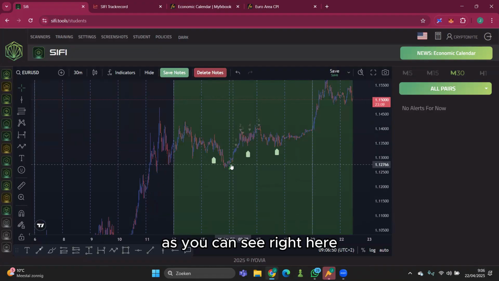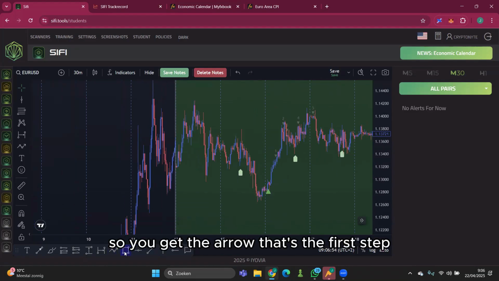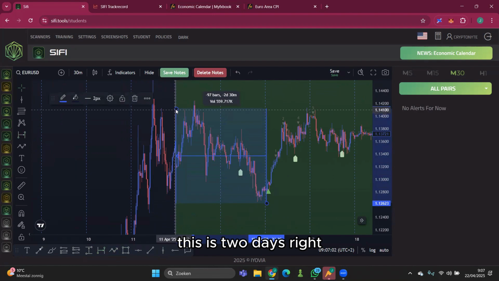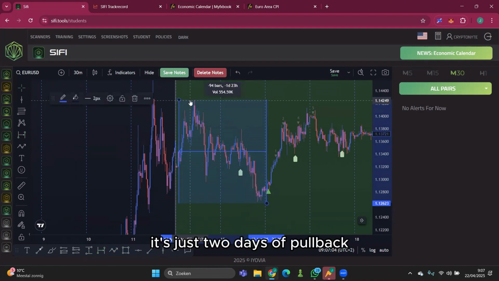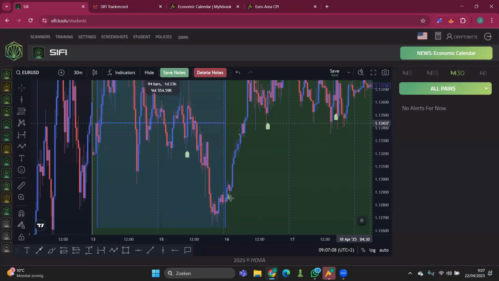As you can see right here, this is the only arrow we had recently. So you get the arrow. That's the first step. Second step is you look 2 days back. Right here, this is 2 days, right? It's just 2 days of pullback, 2 days of price movement down.